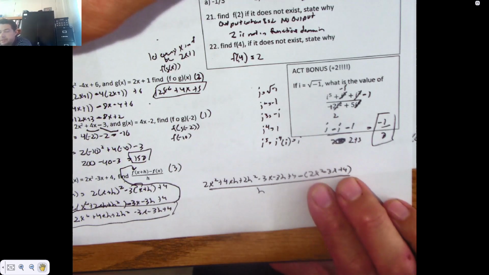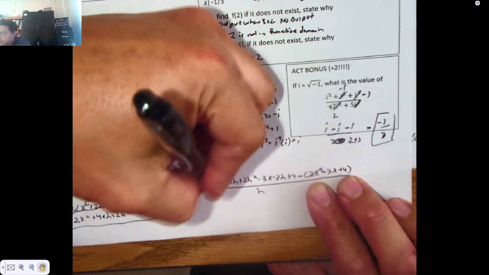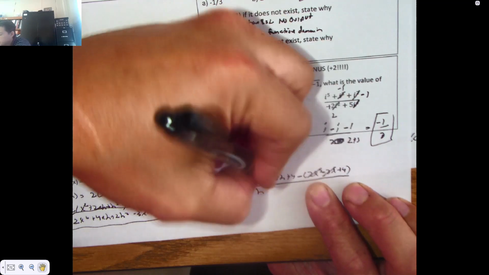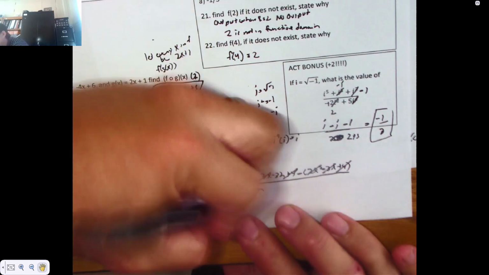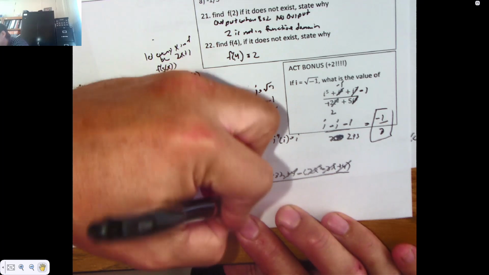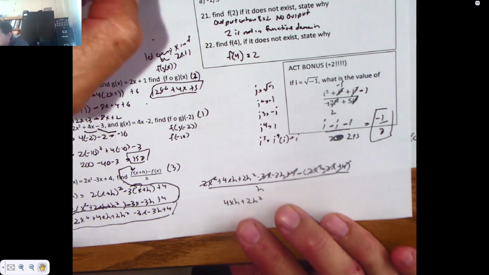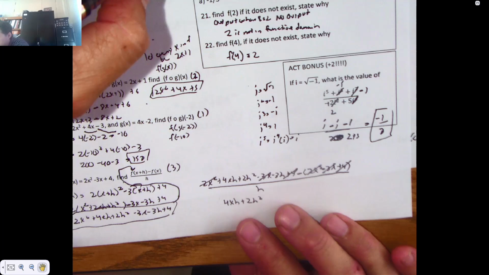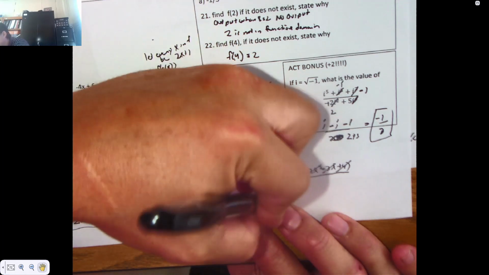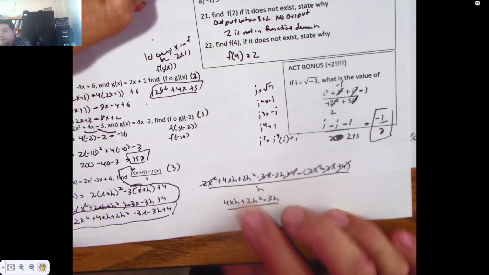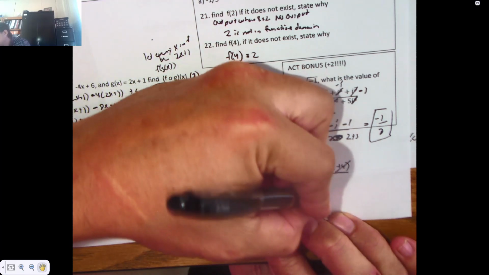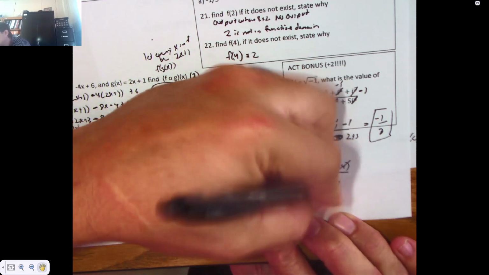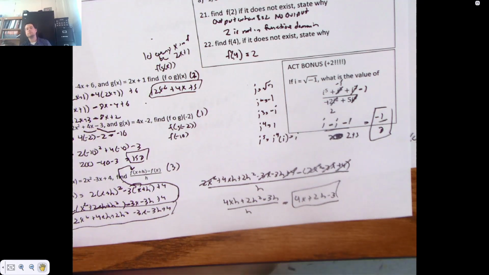Now, whatever's in here has to cancel on the outside. It's just how this works. All right? Now I'm at 4xh plus 2h squared minus the 3h all over an h. And all three pieces have an h. So 4x plus 2h minus 3. Fun stuff.